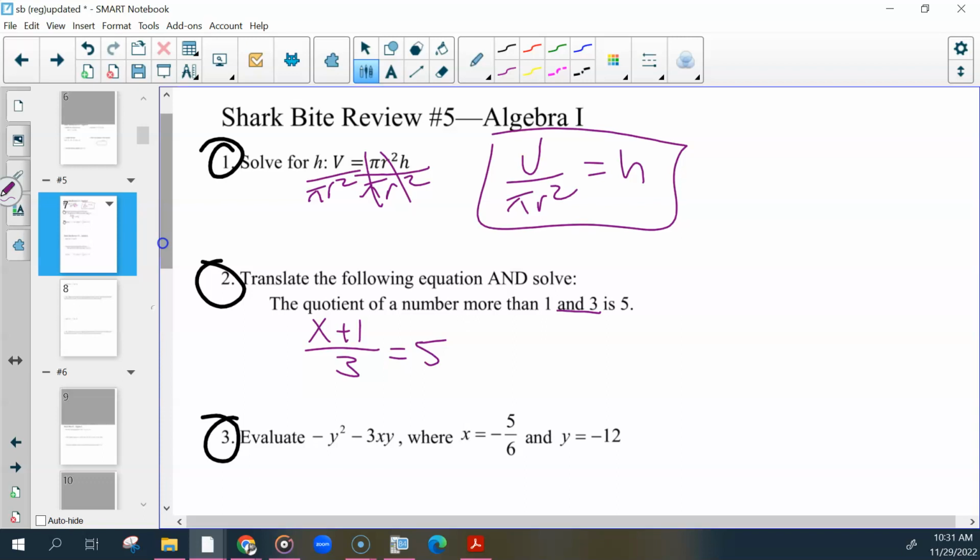So that is it translated into math. And then to solve this, you'd have to get rid of the 3, so multiply both sides by 3. And then get rid of the 1 by subtracting on both sides. So 14 would be our answer when we solve. Questions on that one?